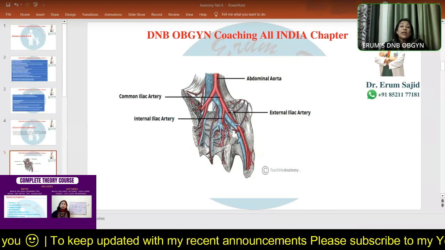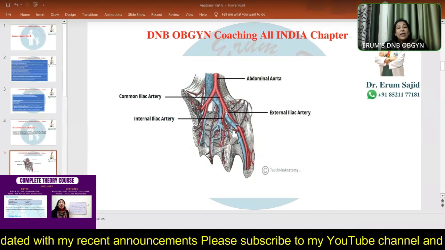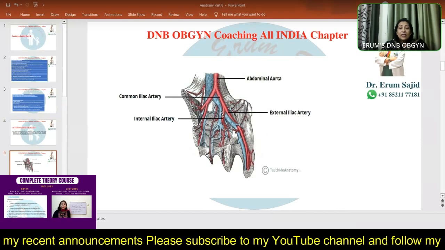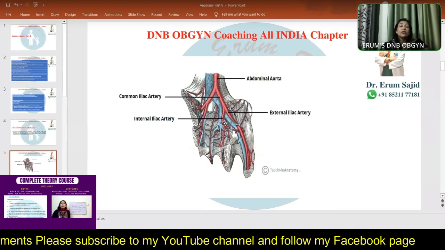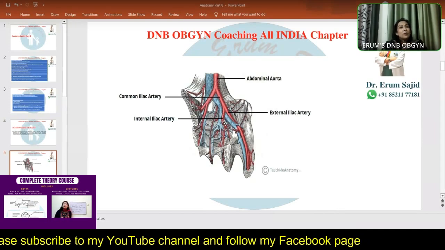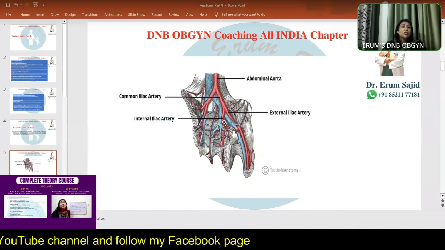And why do we call it the common iliac artery? Because after that, they again branch out into two, external iliac artery, this one, and the internal iliac artery. And we are more bothered about internal iliac artery. Can any one of you just let me know, why don't we talk about external iliac artery? Why do we talk about internal iliac artery all the time?